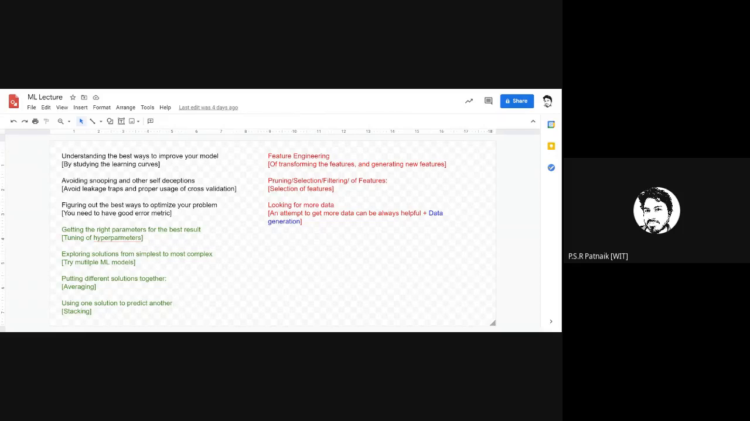Okay. I think in the last set of lectures, what we learned was how to improve the accuracy of a machine learning model. We saw a stepwise process: some steps are related to algorithm aspects, some are related to understanding the model preparation phases, and some are related to improving machine learning accuracy by looking at the data.